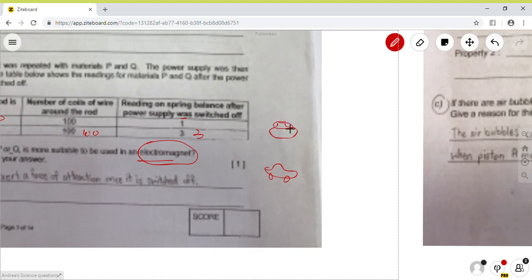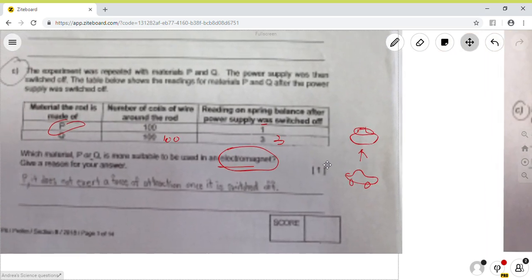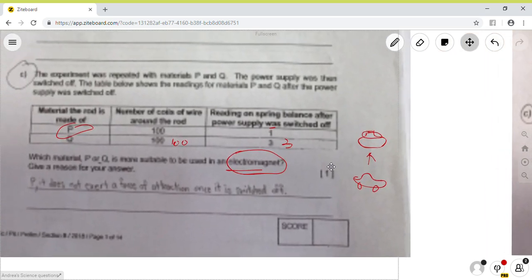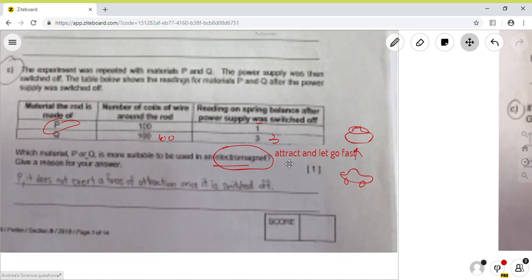So this is supposed to attract, right? When you switch off, you want the vehicle to drop down. That means you want it to be powerful, but when you switch it off, you want it to let go. So to be a good electromagnet, it must attract and let go fast. So far, is it okay? You must attract and let go fast.